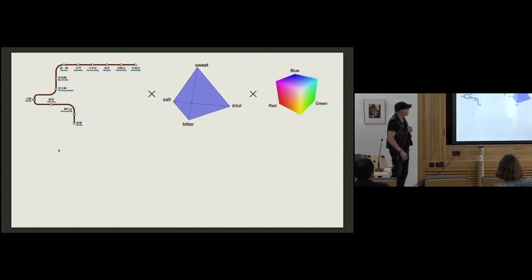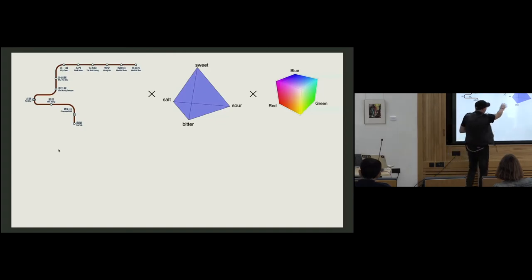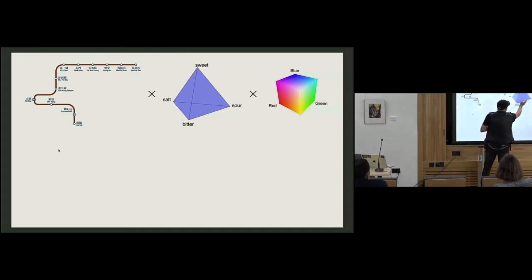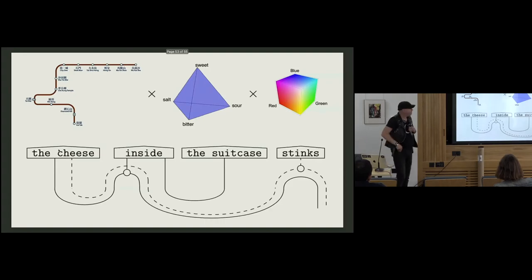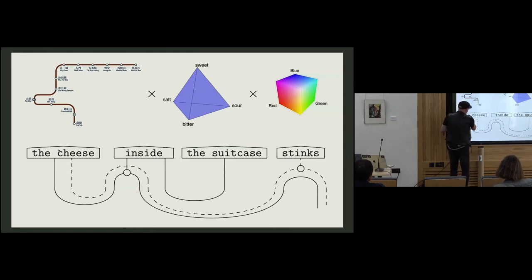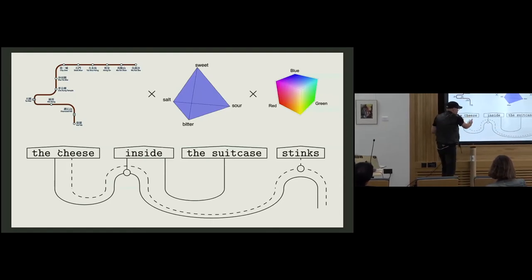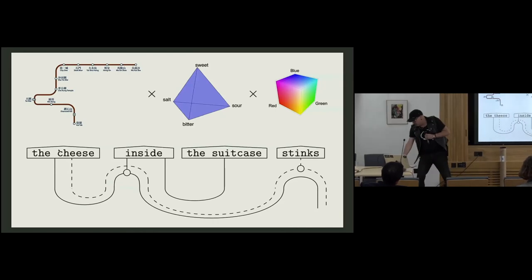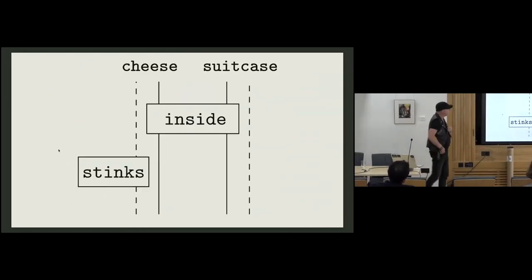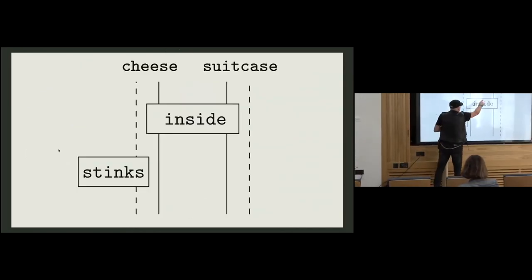So what you can do is you can also combine space with other senses. For example, this is taste, and there you got color. And then you can actually write down the cheese inside the suitcase stinks. So now you got the space split up in something which is about position, something which is about smell, and then there will be some interaction, of course, between these things. Well, in this, that's the cheese. The cheese is actually what connects the two parts. It's again much easier to see as a circuit. The cheese inside the suitcase stinks.